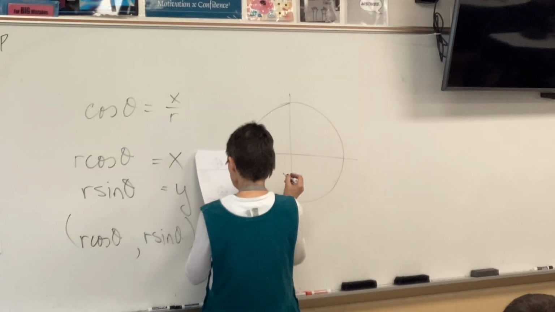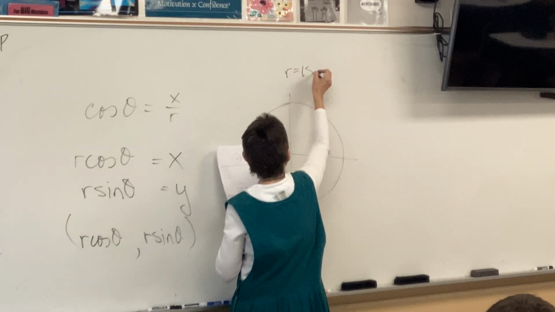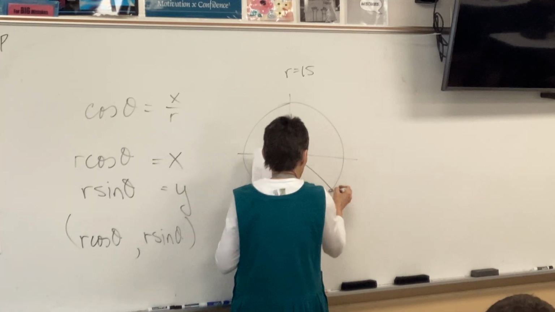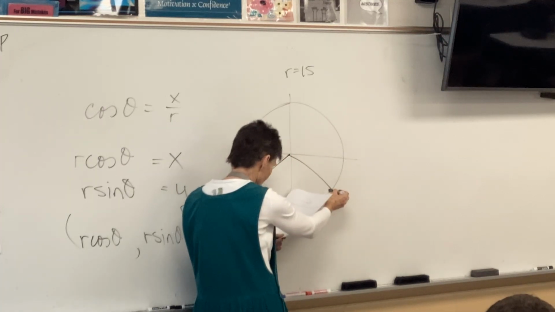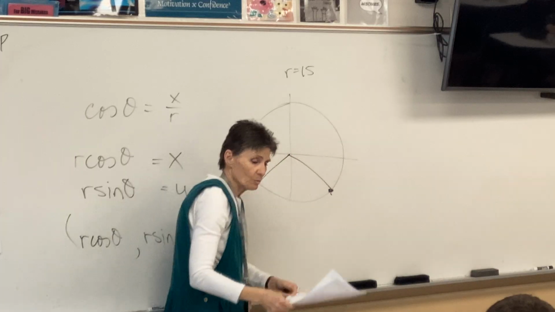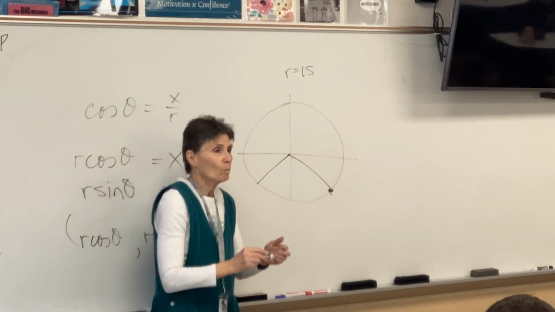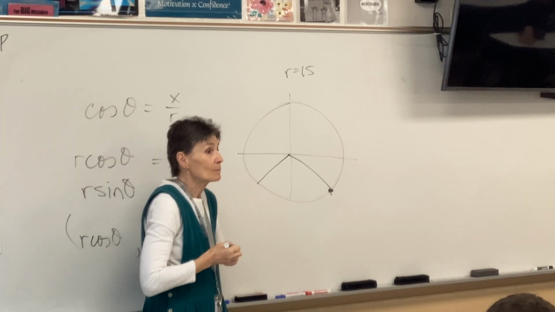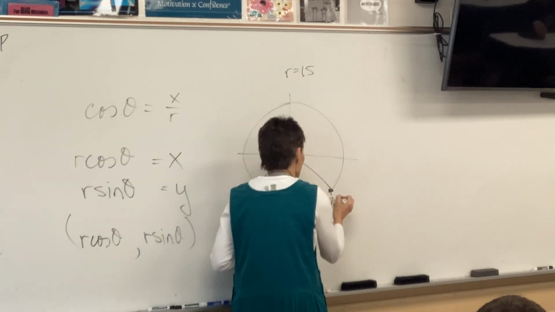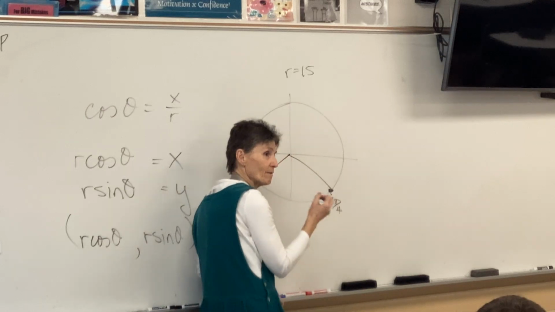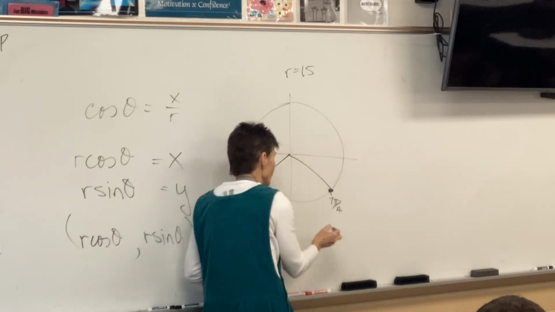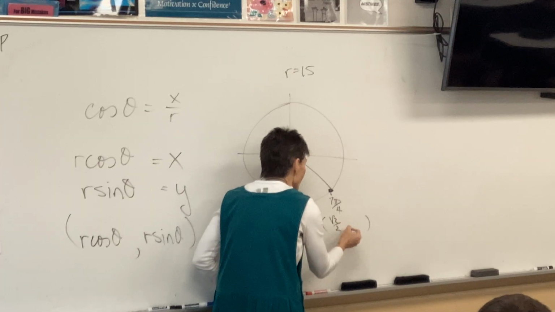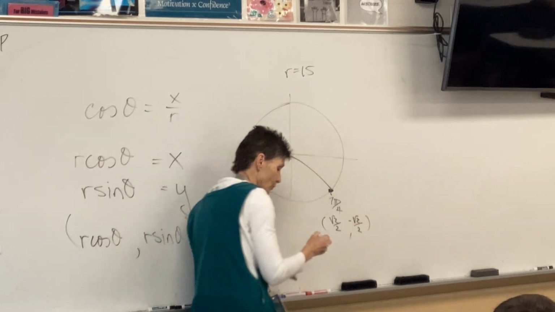So we know our radius is 15. And we're talking about this angle right here, Q again, right? So just forget all this stuff on there. What can you tell me about Q? What angle is Q? 7 pi over 4. And I know that for point Q, 7 pi over 4, that would be positive root 2 over 2, negative root 2 over 2. Would you agree with that?